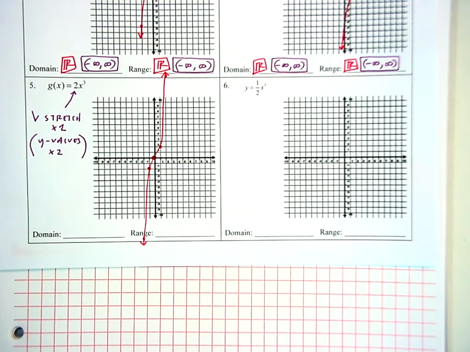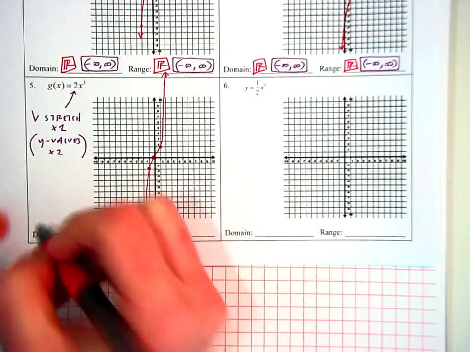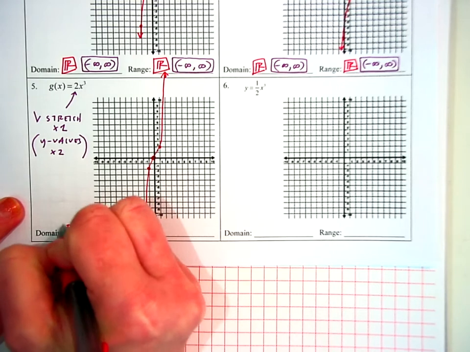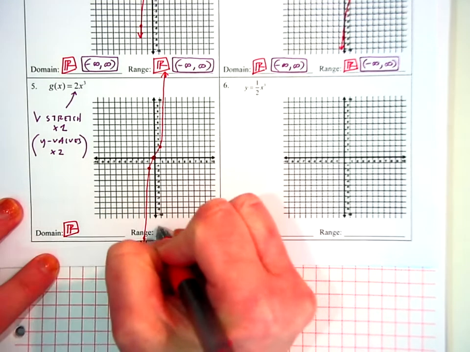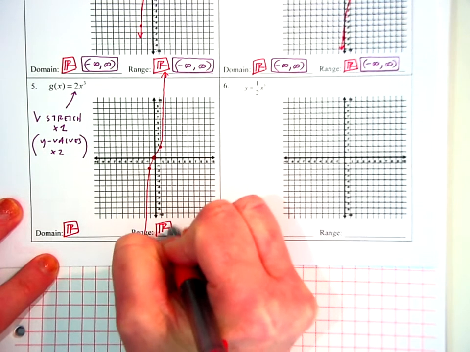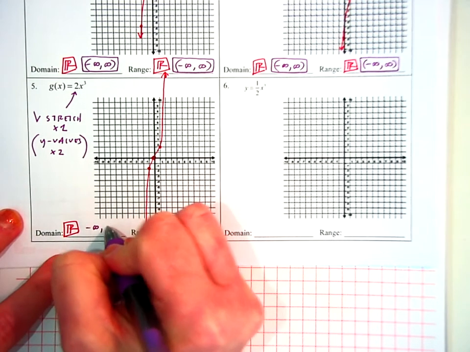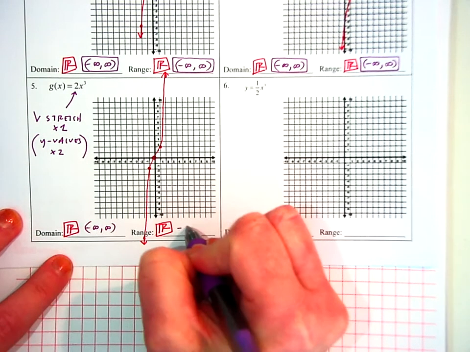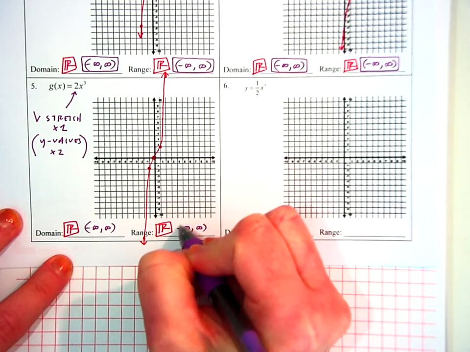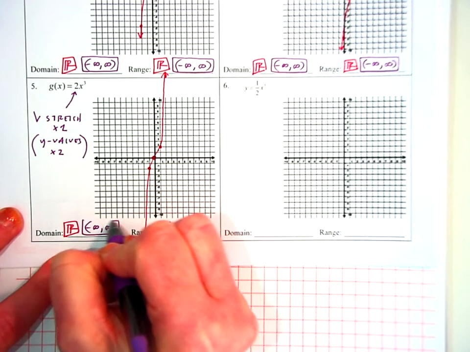And then again, it is a cubic function. So domain, all real numbers, same with the range, or negative to positive infinity, right? It keeps growing left, right, bottom up.